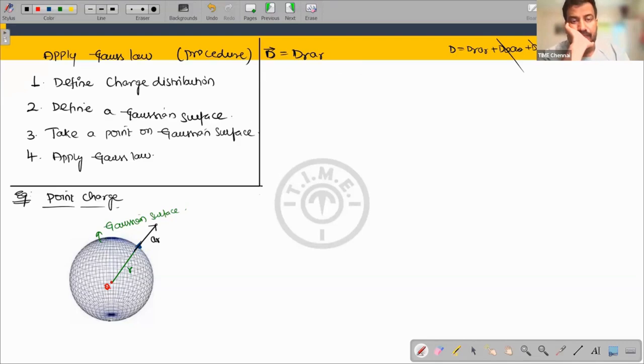Second, apply Gauss law. Psi is equal to charge enclosed. Now, psi e is surface integral of D dot ds, is equal to... Can someone tell me how much is the charge enclosed, please? What is the value of charge enclosed? Someone, please.